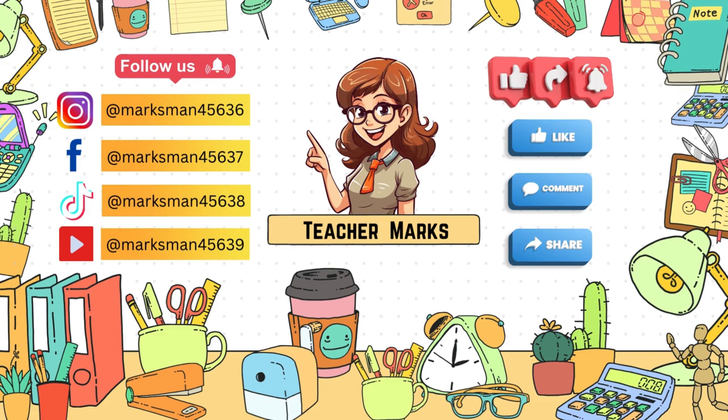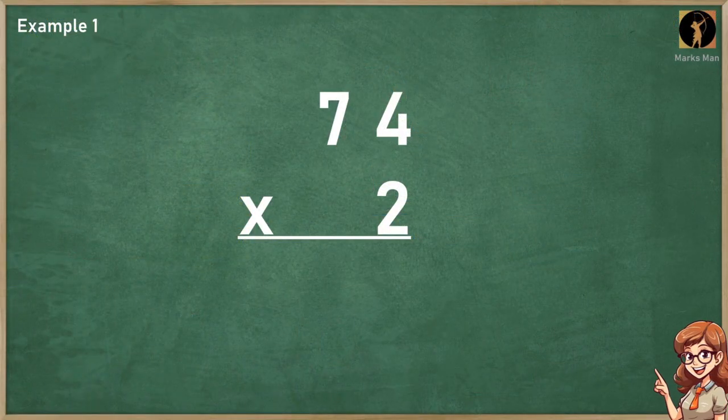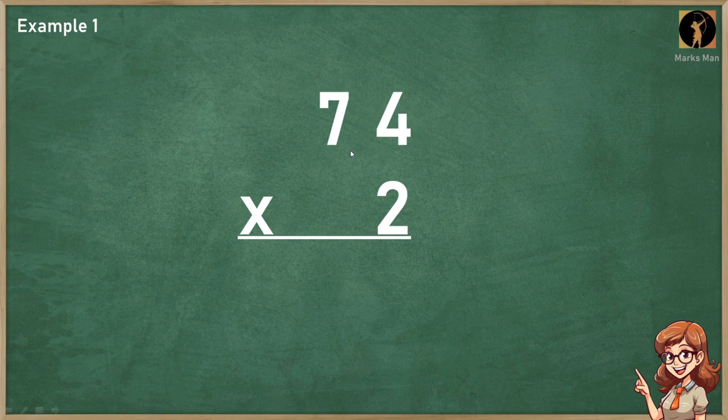In this video, you will learn how to multiply numbers with and without regrouping. So, without further ado, let's begin. First example, what is 74 times 2? Here we have a two-digit number multiplied to a one-digit number.